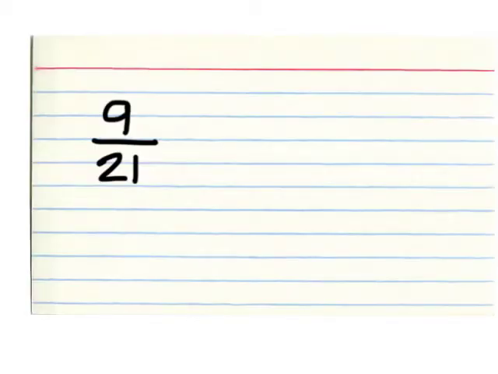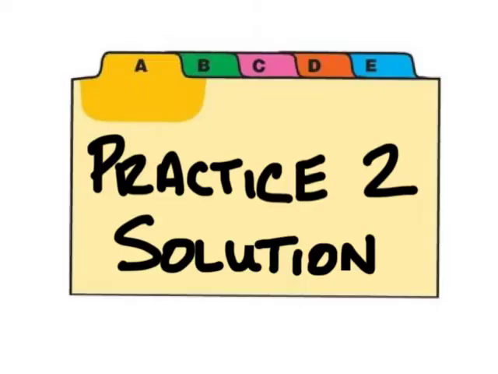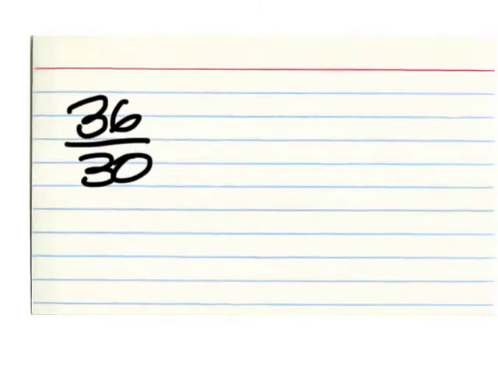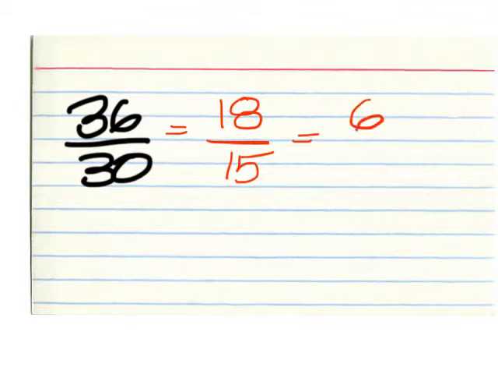Bonus 4. 9 over 12. On the bonus, they're both divisible by 3, so you come up with 3 over 7. Solution for practice 2. Both of these are divisible by 2. You could have 18 over 15, but then also cut them down by 3s to get 6 over 5, or 1 1/5.